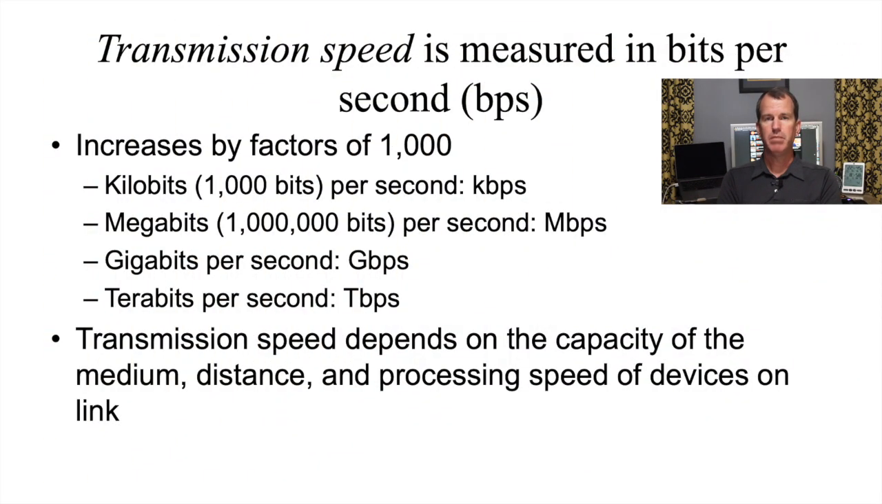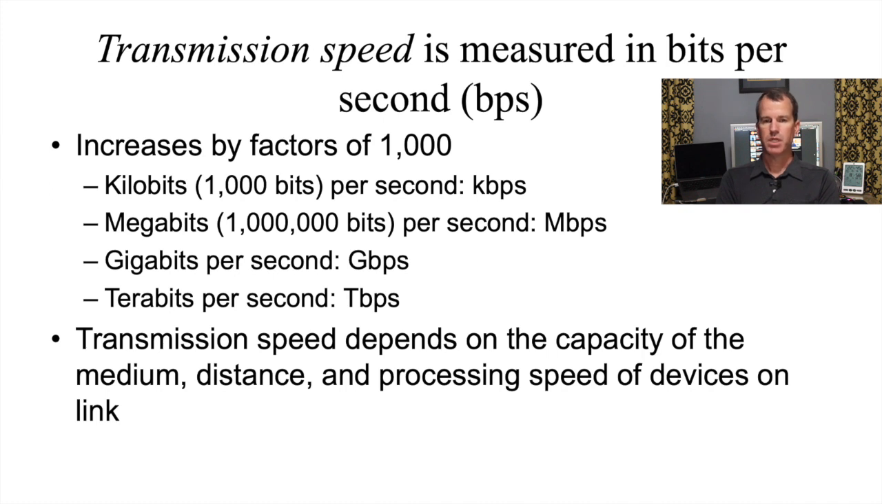Bits and bits and bits, and even if I say octets, I'm not going to say number of octets per second, it's still number of bits per second. So, speaking of number of bits per second, transmission speed is sort of the main quality of service measure. Again, it's measured in bits per second, and we increase by factors of 1,000.